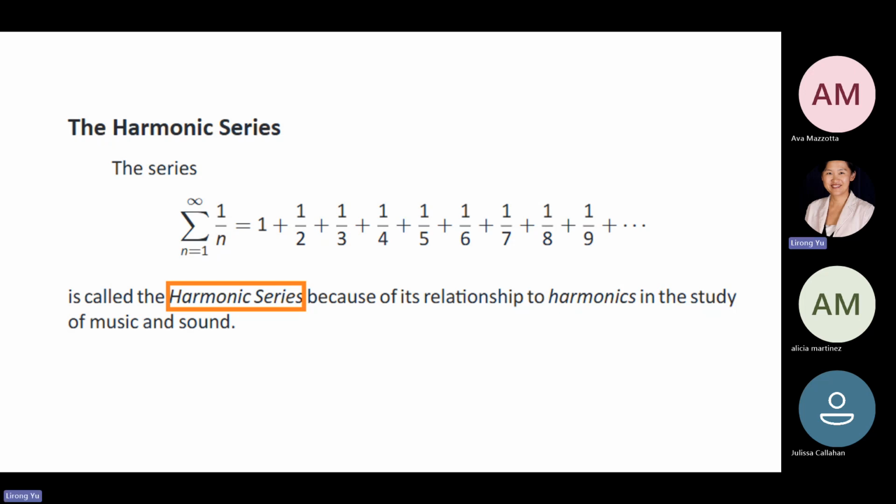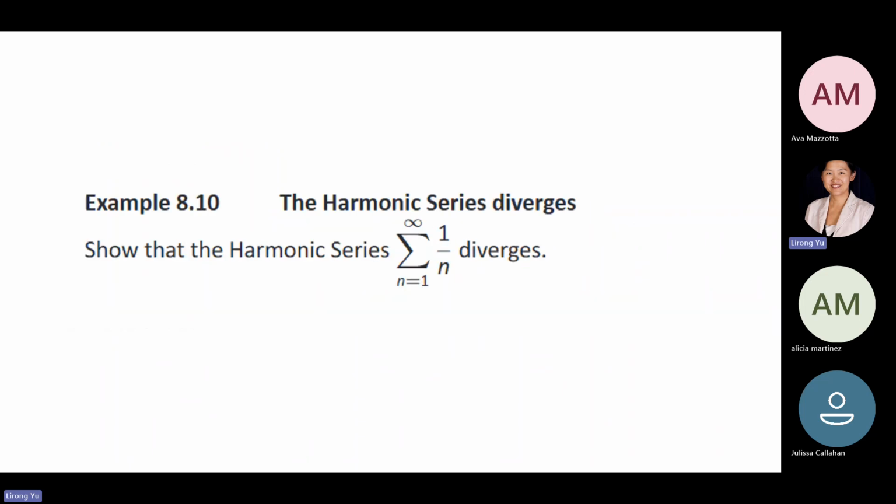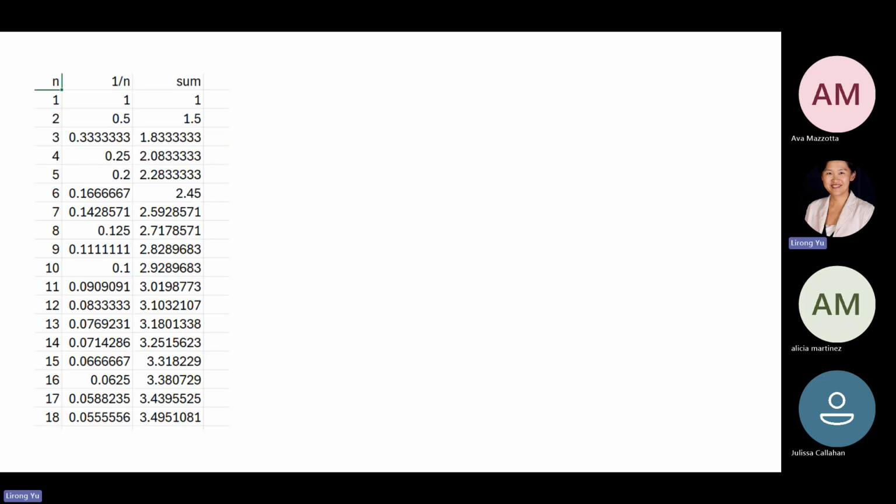And the term harmonic is related to the study of music. That is a special series. And number one, we're going to show this series actually diverges. So how do we show it? A couple of methods. I tried number one with numbers.